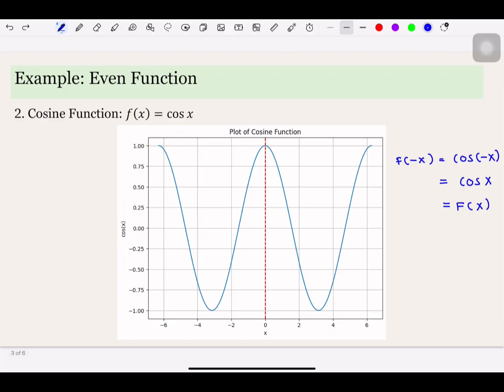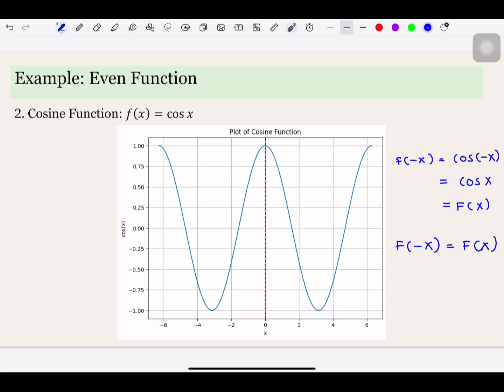Next example. Next we have a trigonometric function, y equals cosine x. We want to determine whether this function is even, odd or neither. To check whether it's even, we can take a look at f of negative x. So f of negative x is cosine of negative x, and cosine of negative x is equal to cosine x. Cosine x is f of x, which means we can prove that f of negative x is equal to f of x, so this is an even function.